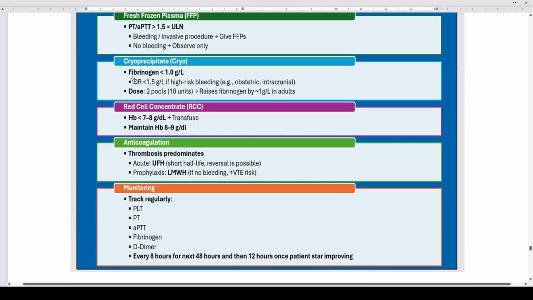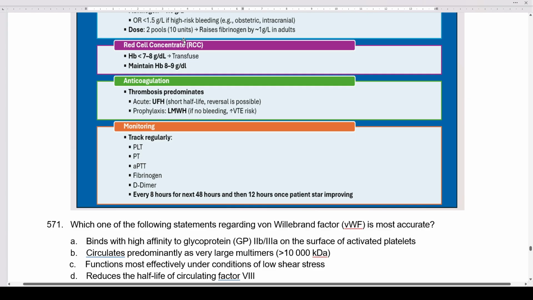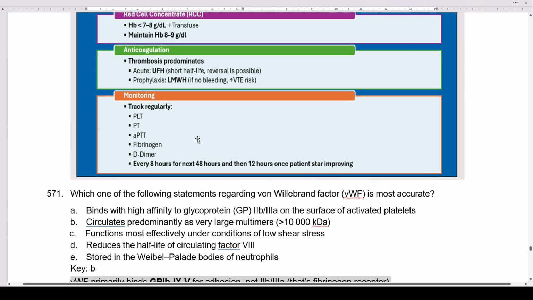Cryoprecipitate is given if the fibrinogen is less than 1 gram, then we have to give cryoprecipitate to the patient. Okay, and hemoglobin, in case of DIC, if the hemoglobin concentration is less than 7 to 8, we have to transfuse and maintain hemoglobin between 8 to 9. So in this case, anticoagulation is needed. Okay, if thrombosis predominates, then we have to give unfractionated heparin. Okay, and for prophylaxis, low molecular weight heparin is given.